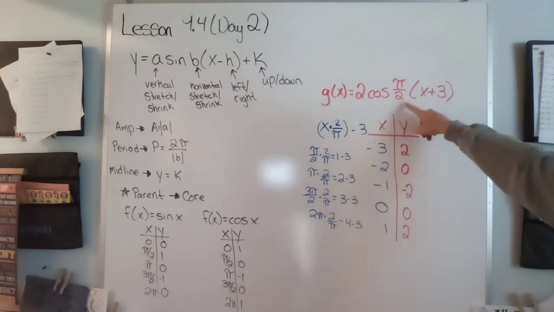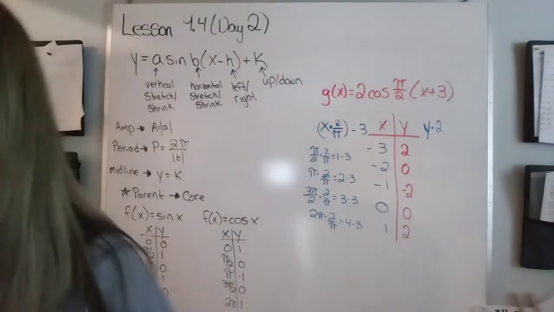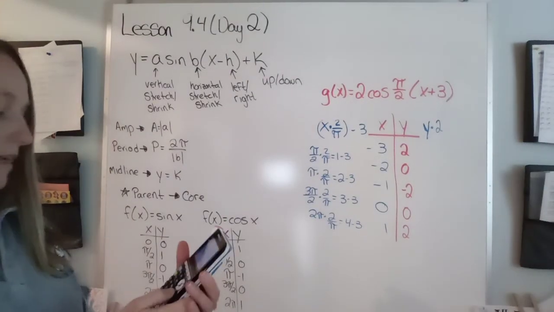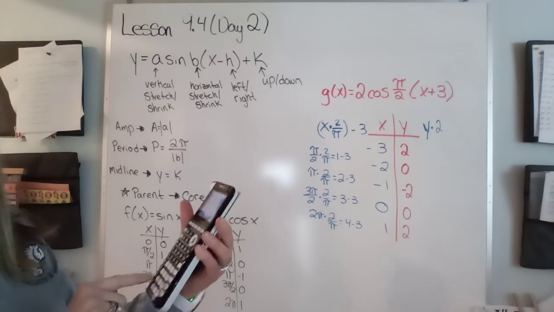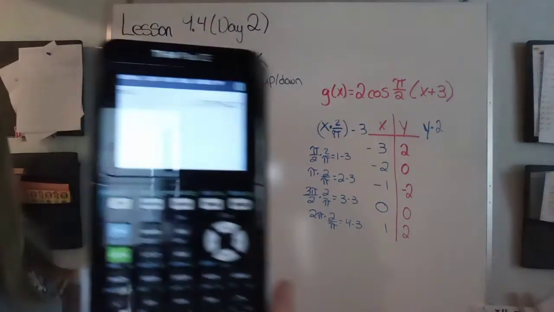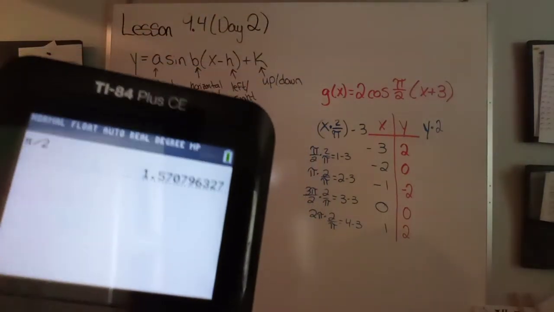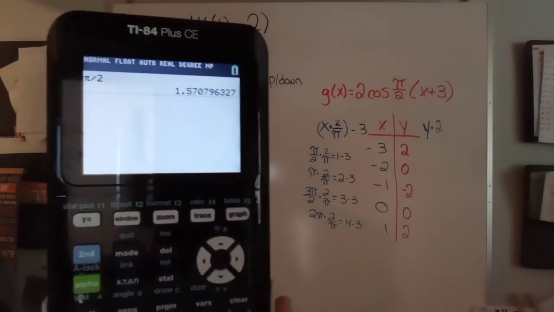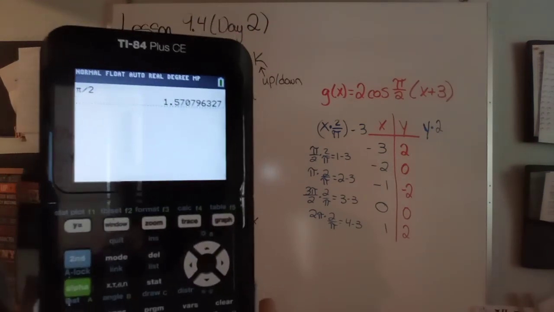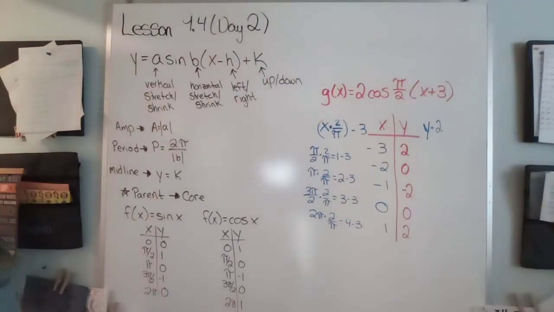If you're not sure how I determine if it's a stretch or a shrink, you may want to convert that into a decimal value. Okay, so if you're not sure what that is, if you just do pi divided by 2 on your calculator, you get 1.57, whatever it is. And remember, for horizontal stretches and shrinks, if it's a number greater than 1, it's going to be a shrink by the reciprocal. So it's a shrink by 2 over pi.